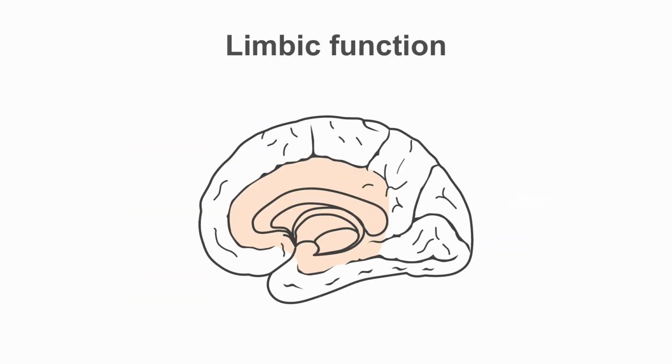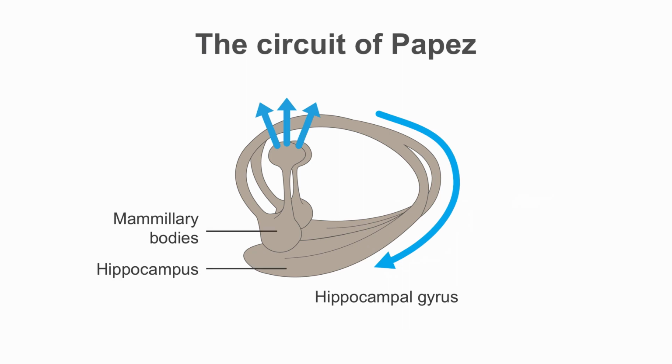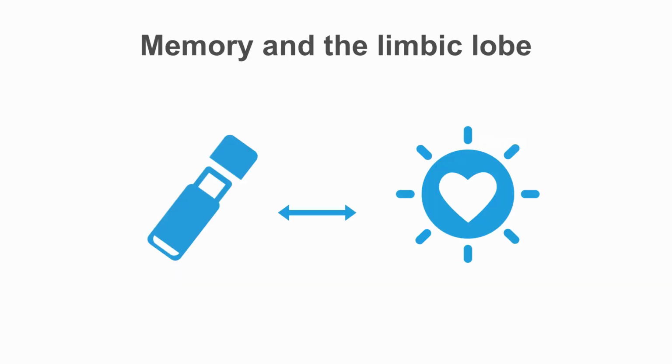The limbic lobe, commonly referred to as the seat of our emotions, is a complex series of structures located in the medial temporal lobe. These structures connect in sequence to form the circuit of Papez, which includes the hippocampus, the hippocampal gyrus, the mammillary bodies, the cingulum, and the fornix. Memory and emotion are linked in our neuroanatomy.